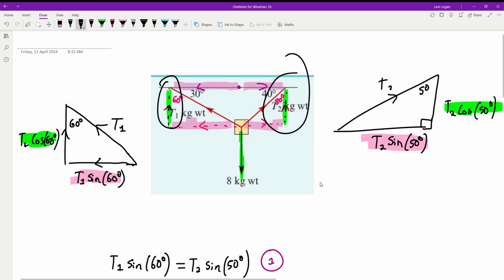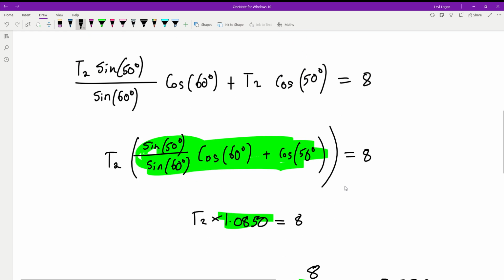And that's how you do this connected particles one. Pretty easy. You can do it also with the triangle rule, but I like to think of it in terms of the components because it helps the mechanics a bit more and it helps your understanding.